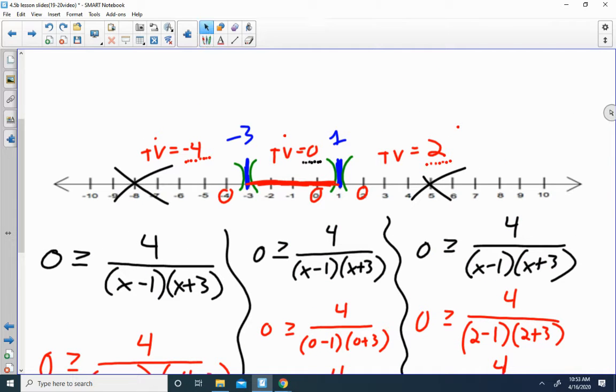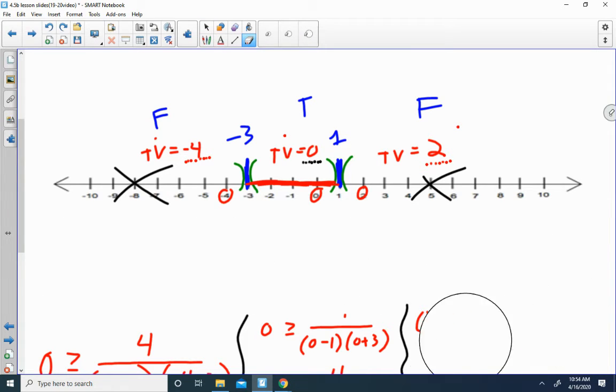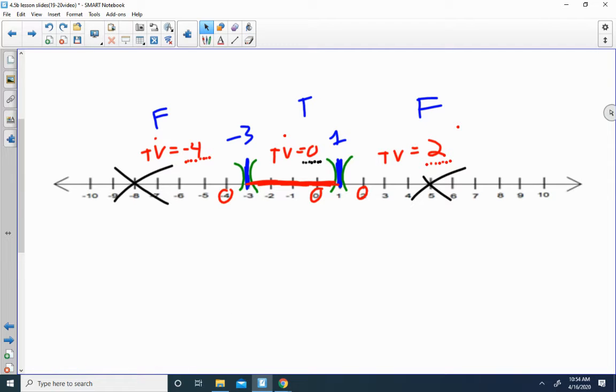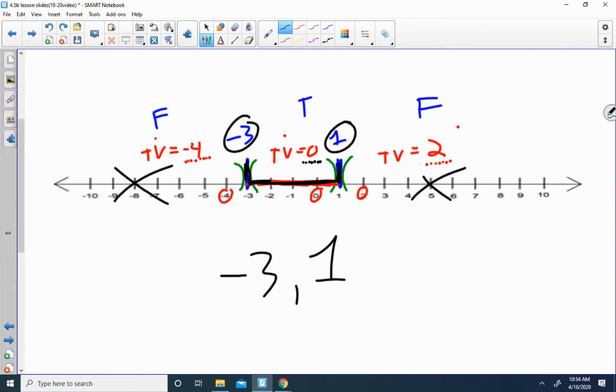All right, let's check to see if our intervals alternate. False for this one, true, false. Good. They alternate, which means we did this correctly. So then for the final answer, look at where we shaded. We shaded everything from negative 3 all the way up to 1. So negative 3, 1 is our interval for the answer.